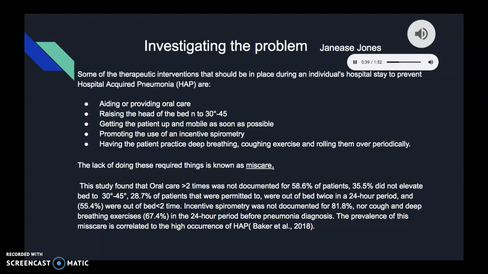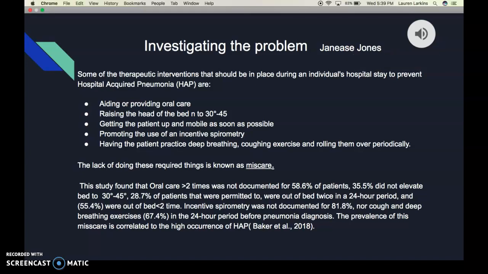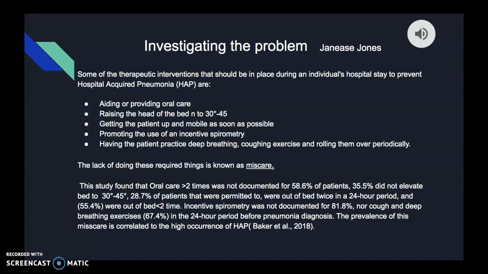The lack of doing these things is what's known as missed care, and that's where the problem lies with why we have so much HAP. This study found that oral care more than 2 times was not documented for 59% of patients. 36% did not elevate the bed to 30 to 45 degrees. 29% of patients that were allowed to get up and move were only out of bed twice in a 24-hour period, and 55% were out of bed less than 2 times.